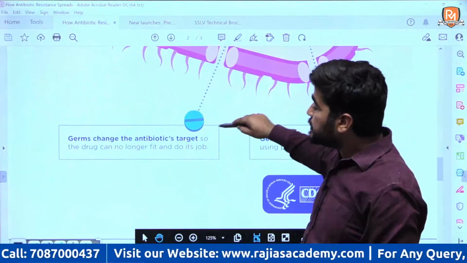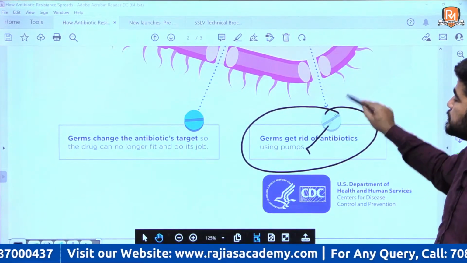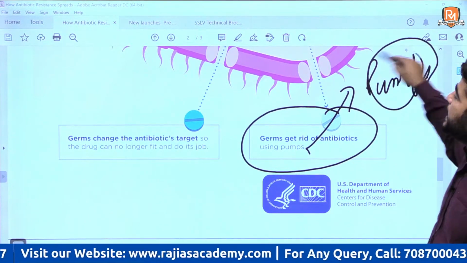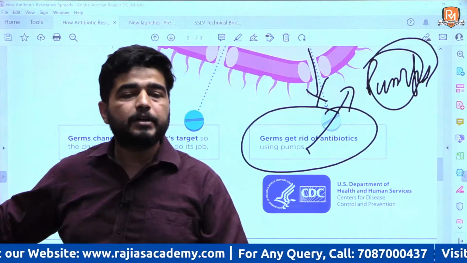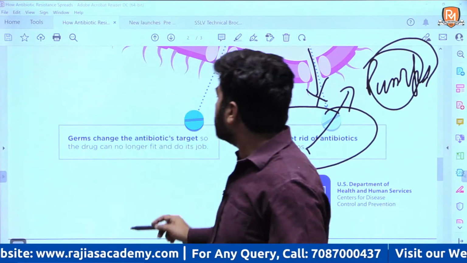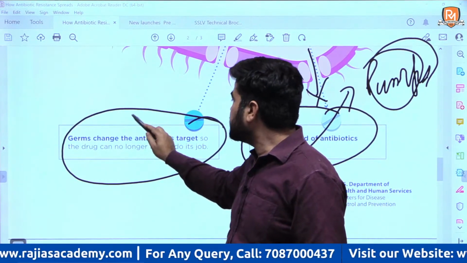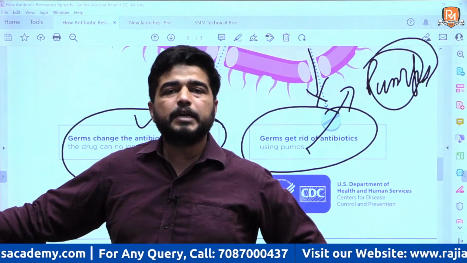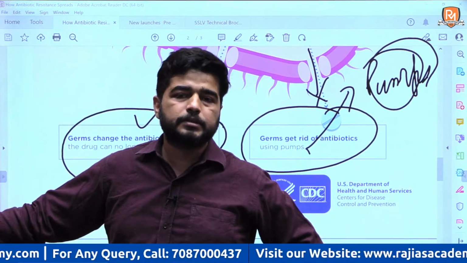Then you have another thing: by using pumps, they can throw the antibiotic out of their cells. And another is, if they change the target, the drug will not function on that same target as it used to before the structure changed.